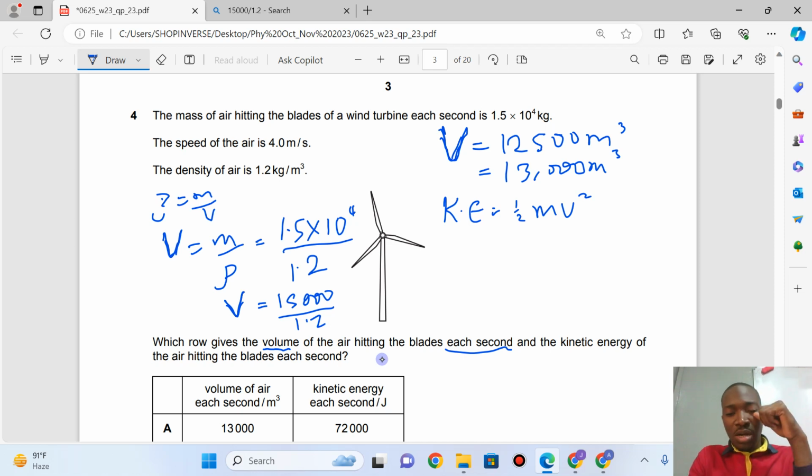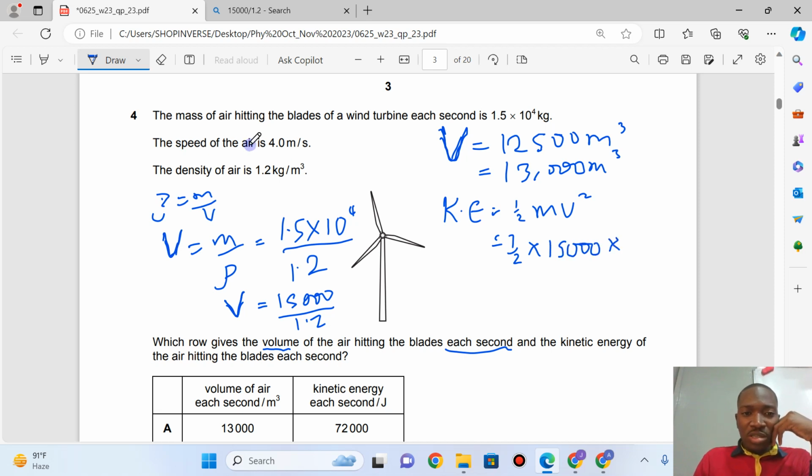Good. So now to calculate kinetic energy, half times mass. The mass is 15,000 multiplied by the velocity. Okay, that's the speed. Speed of air is 4 meters per second. So multiplied by 4 square. 4 square is 16. 16 multiplied by half gives us 8. So you just have 8 multiplied by 15,000. 15,000 times 2, 30,000. 15,000 times 4, 60,000. 15,000 times 8 will be 120,000.